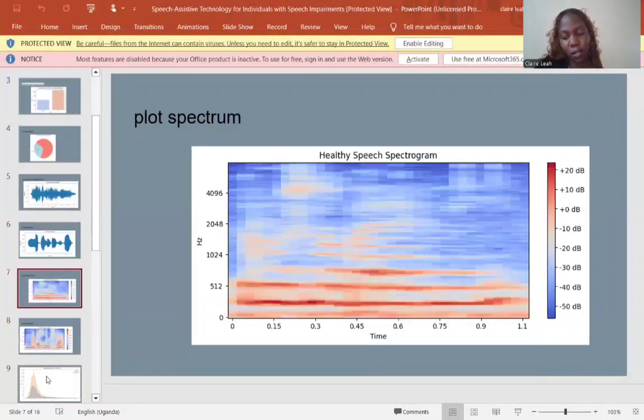Another part we have is the plot spectrum, and we are starting with the healthy speech spectrogram. Here we have the healthy speech spectrogram, and it represents the frequency content of the speech sample for the healthy speech class. It displays consistent frequency bands with clear energy distribution.